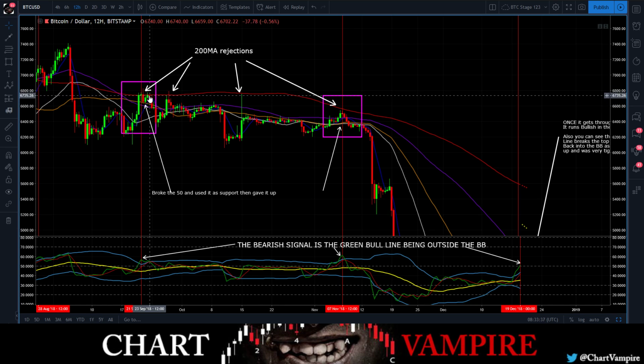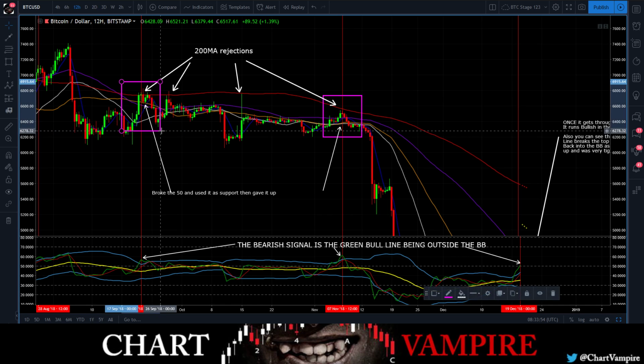It then bounced up again. It tested the 50, bounced off of the 50 into the 200. Look at this ping pong with the 200. It tried to get back up and then broke through the 50. And then you finally got your dump out here. So there was your final dump out of this. But the issue is you get this bullish cross, okay?